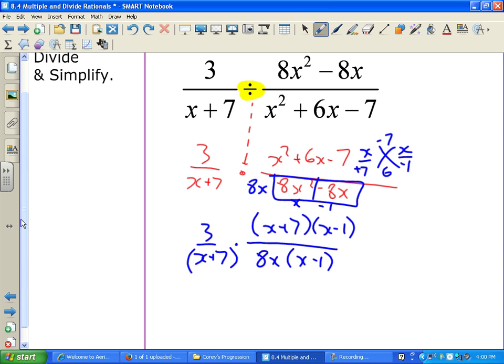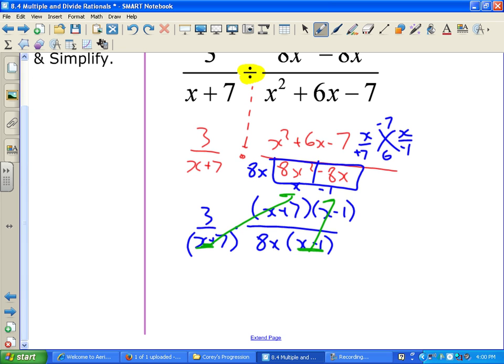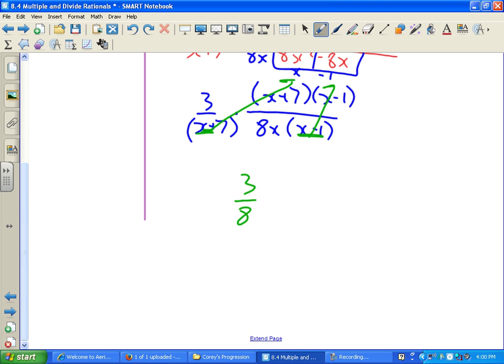Simplify by removing common factors. In this case, I have common factors of x minus 1s. I have common factors of x plus 7s. And I'm left with 3 over 8x. Nothing can reduce there. And that's your answer.